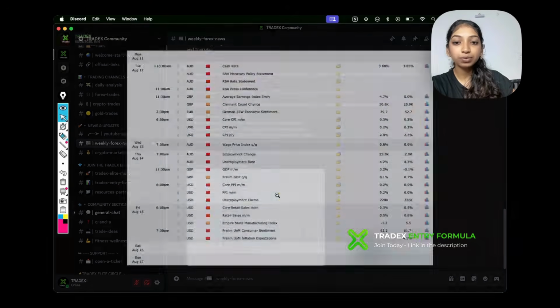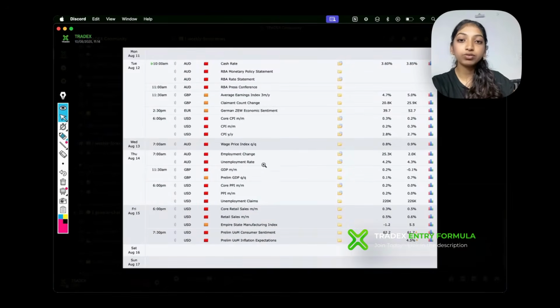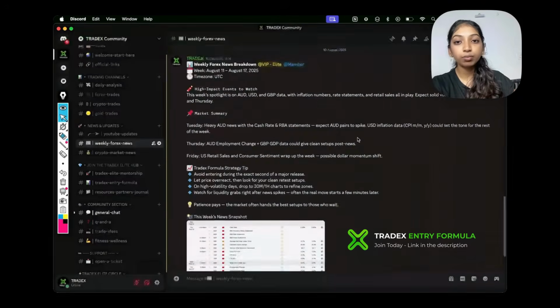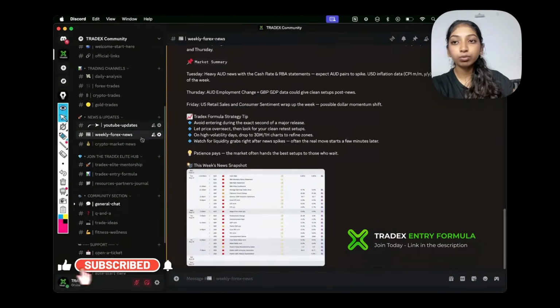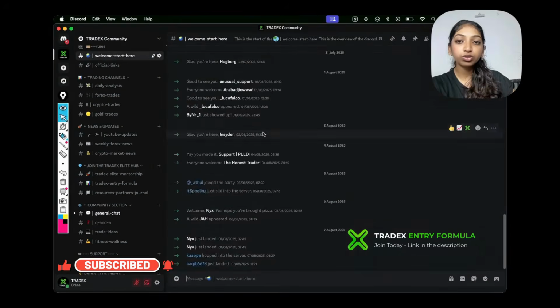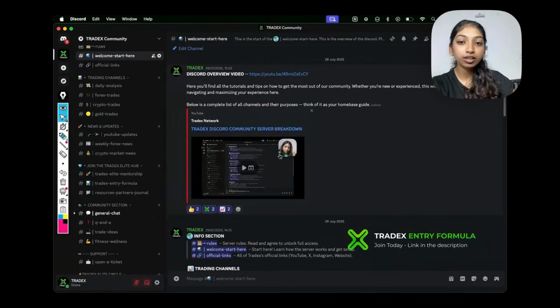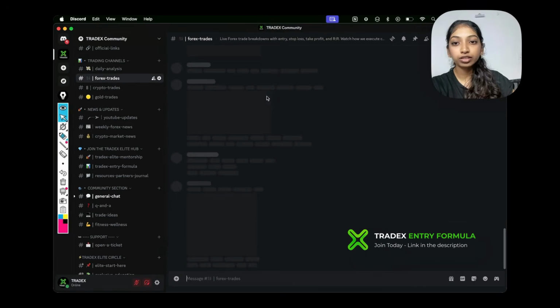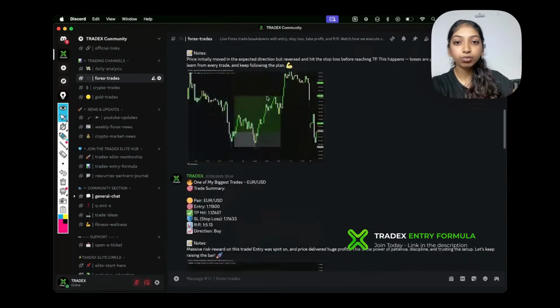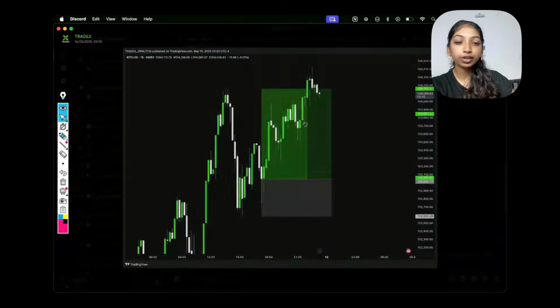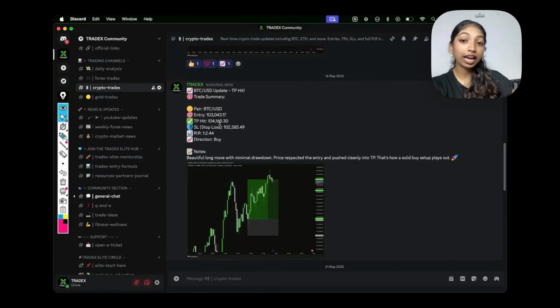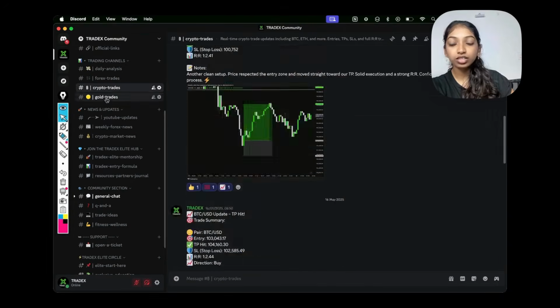So this is this week's snapshot. Every single Sunday, I hop into Forex Factory, I analyze the data and put it into my Discord server right over here. This is the last week's data right here, and so many more resources. Once you join the Discord server, you will also find a Discord guide right over here, so you will get the most out of the community. All of my trades will be displayed right here, raw documentation, profits and losses as well. And this is all my crypto trades, categorized, every single one of them: the pair, the entry, the sell, the risk to reward, the direction that I took, and a note as well. And these are all of my gold trades.